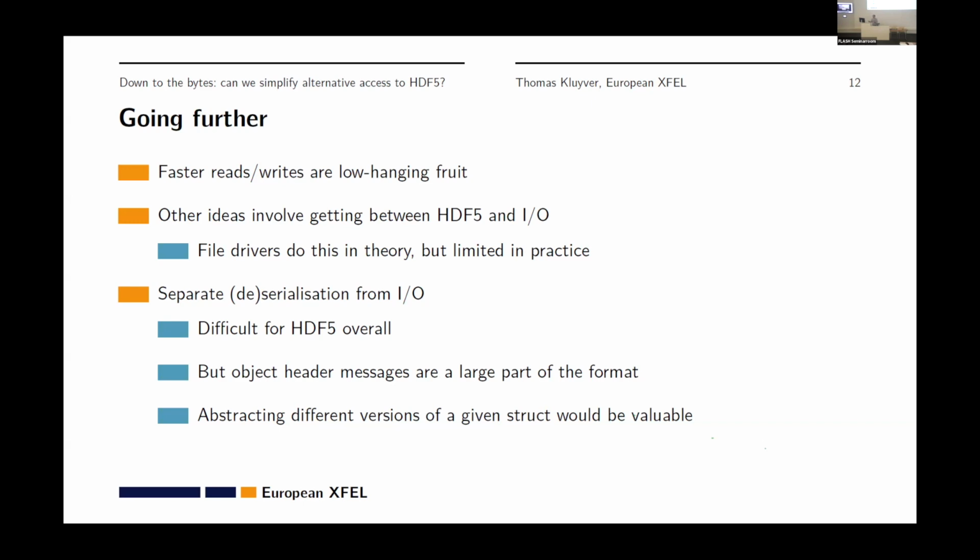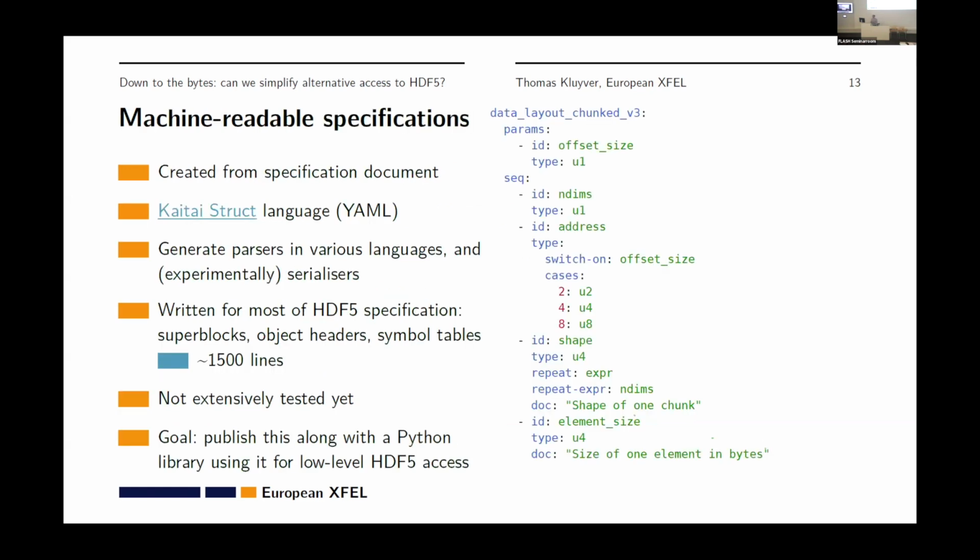and separating the serialization and deserialization of HDF5 from the I/O. That's a tricky thing to do for the HDF5 format as a whole, because it contains a lot of references to other bits. You have to get an offset from this bit of the file and then use that to read another bit of the file. But quite a large part of the format is these object header messages, which probably are tractable for this. And I have been working on this, trying to convert the HDF5 human readable format specification into a machine readable format.